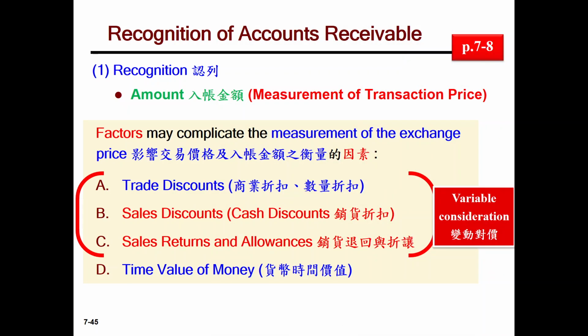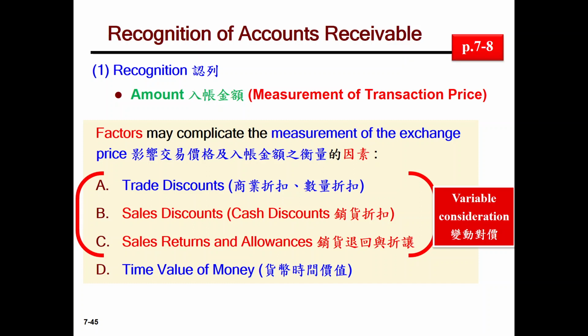So what's the second one we want to talk about on your slide 45? We have sales returns and allowances. Customer decides to return inventory back to you. For this part, also we cannot get the money from customers, right? So that's why it's our variable consideration. After that, the money we cannot receive from customers.